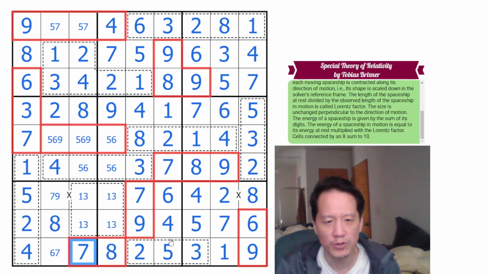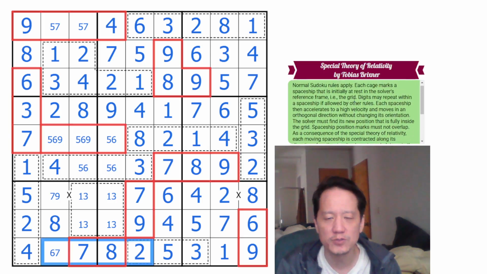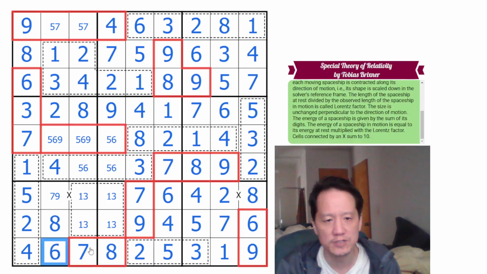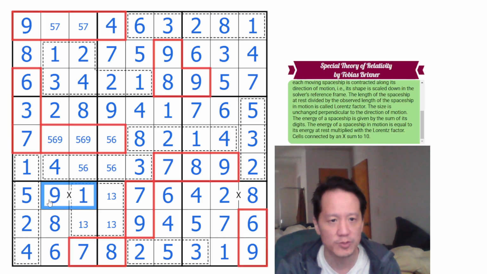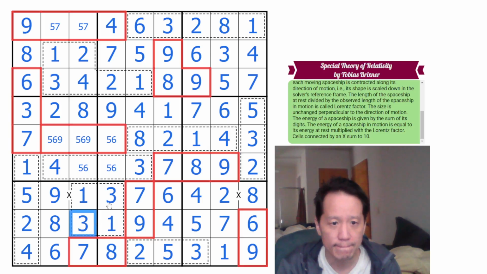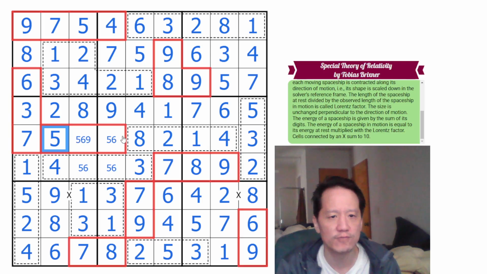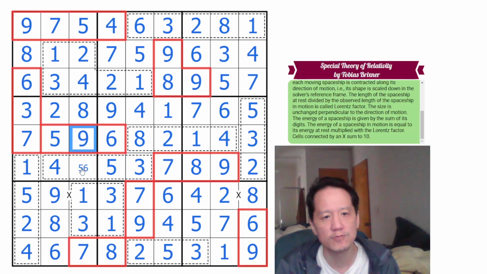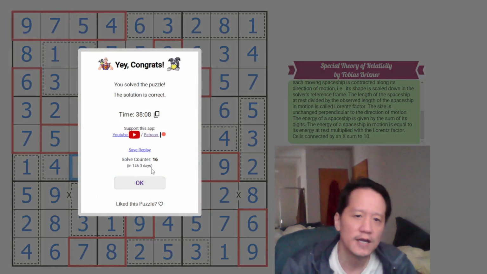So this is the last part of the special theory relativity rule. So this must be 6. This 7 means this has to be a 9, which forces this to be a 1 to add up to 10 with this. And now we just do normal Sudoku. So this becomes a 3, this is a 1, this is a 3. This 7 means this has to be 5, which makes that 7. This can't be 6 or 9, so this is 5, which makes that 6, which makes that a 5. This 5 and 6 makes that a 9, which makes that a 6. And that's how you solve it.